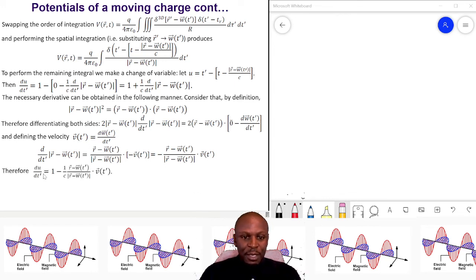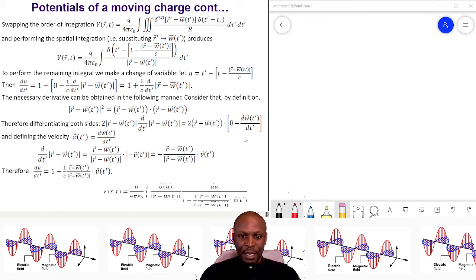Now therefore, this is just going to be given by 1 minus this term here. From there I can take this and put it back into the equation of the potential. In the equation of the potential, this is what I'm going to have. Now I want to write this in terms of delta u, du. This is this term here, this is this term here, and that is this term here.